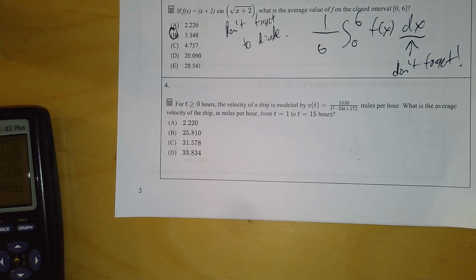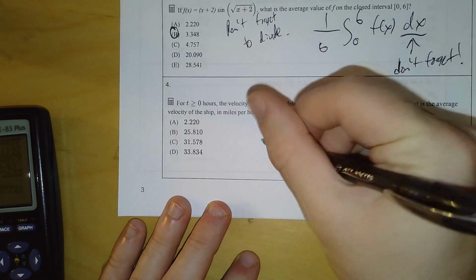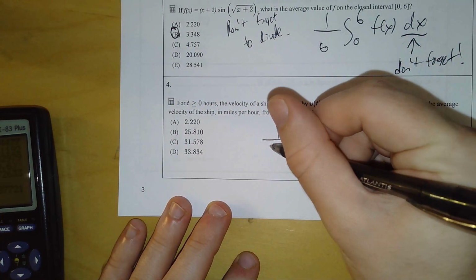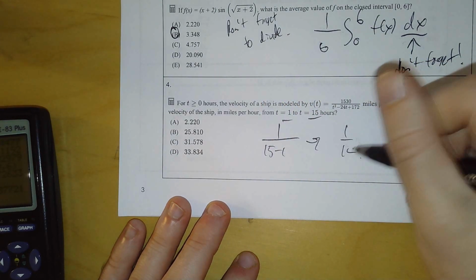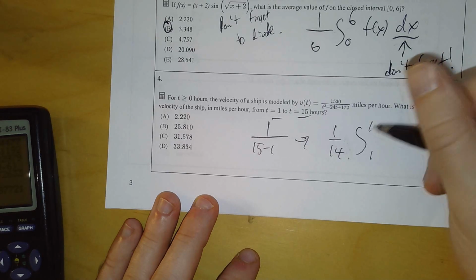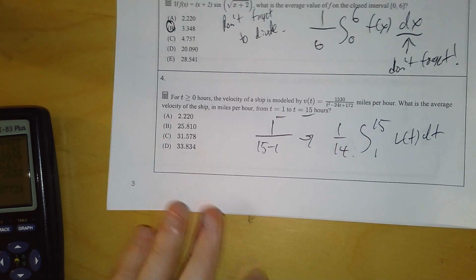T is greater than or equal to 0. Velocity of a ship. What's the average velocity? Okay, I mean it's the same thing, guys. Just be careful because it's from 1 to 15. It's not 15. It's 1 over 15 minus 1, which is 1 over 14 times the integral from 1 to 15 of v of t dt. Okay, that's it.